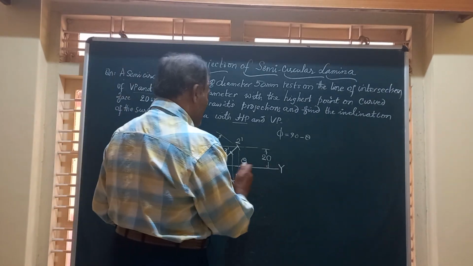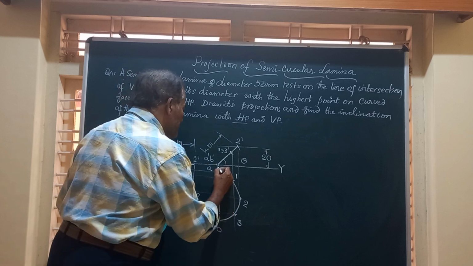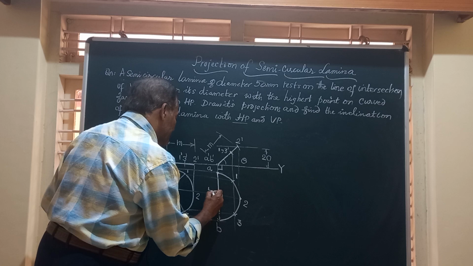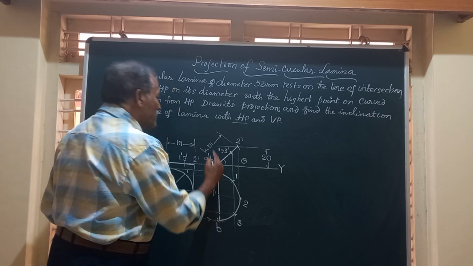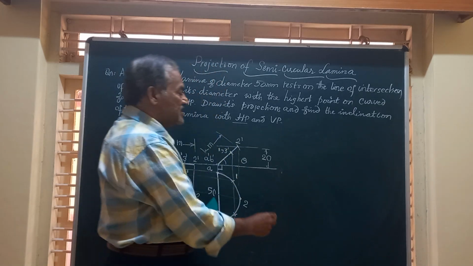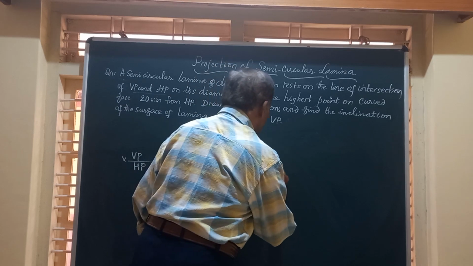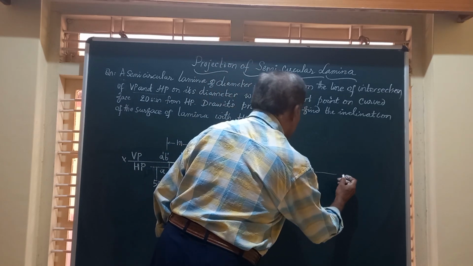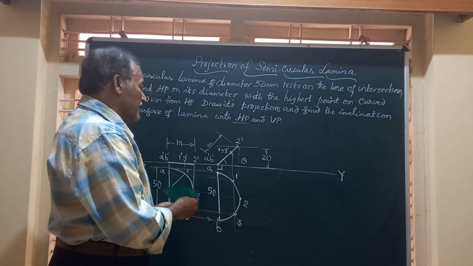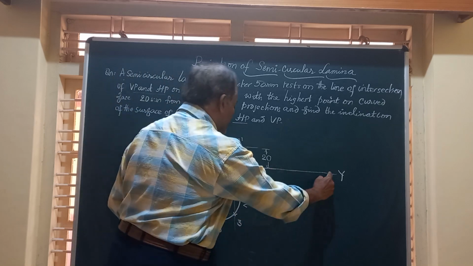Friends, we have got the front view and top view, and if you observe the top view, the edge AB, which is measuring 50 millimeter, is normal to VP, but it says it has to lie on the line of intersection of HP and VP. Means AB should lie on the XY line. So friends, I am going to redraw this figure with AB on the XY line.